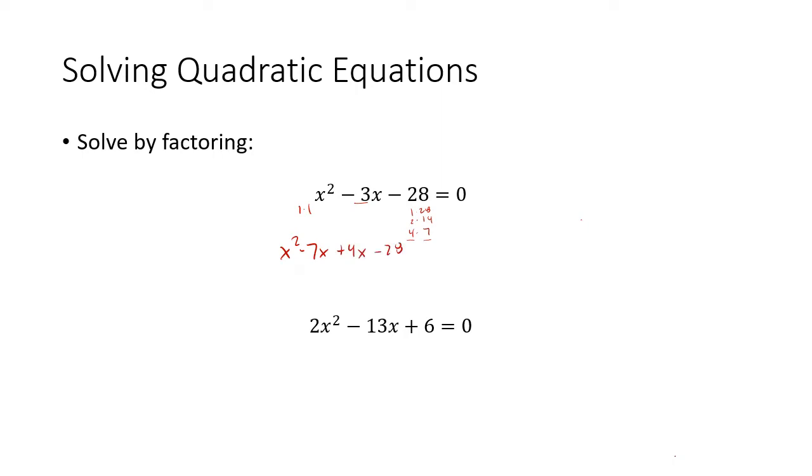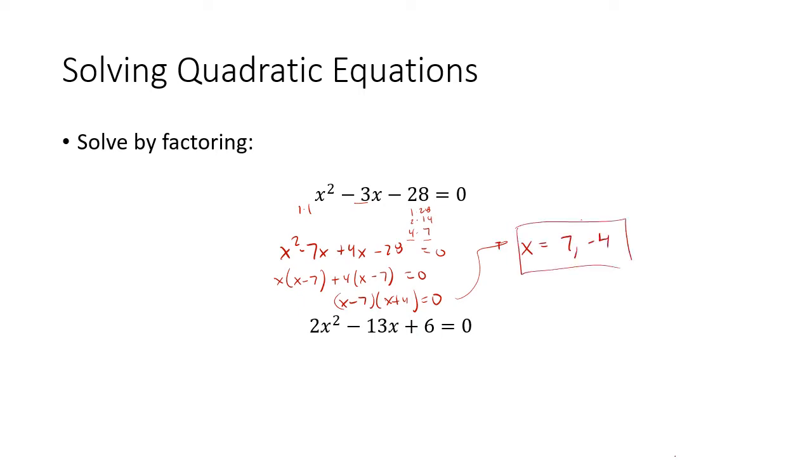And I'll do the same thing I did before. So x comes out of these first two terms with x minus 7 remaining. 4 comes out of the last two terms with x minus 7. This is all equal to 0. So then x minus 7 times x plus 4 is equal to 0. The zero product property will tell me that x is equal to 7 and negative 4.